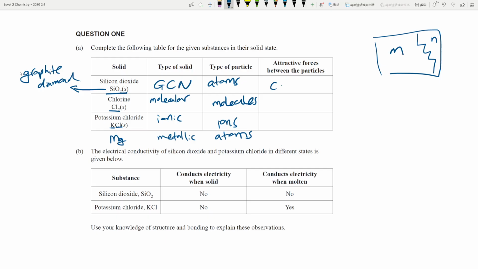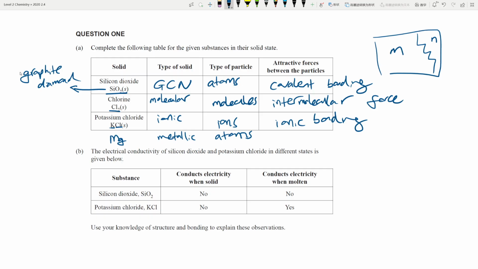Okay, and this is covalent bonding, and Cl2 has intermolecular forces, or your teachers taught you Van der Waals force of attraction. Either of the 2 is okay. KCl is ionic bonding, and magnesium in this case is metallic bonding. That wasn't part of the question, I just put it here.